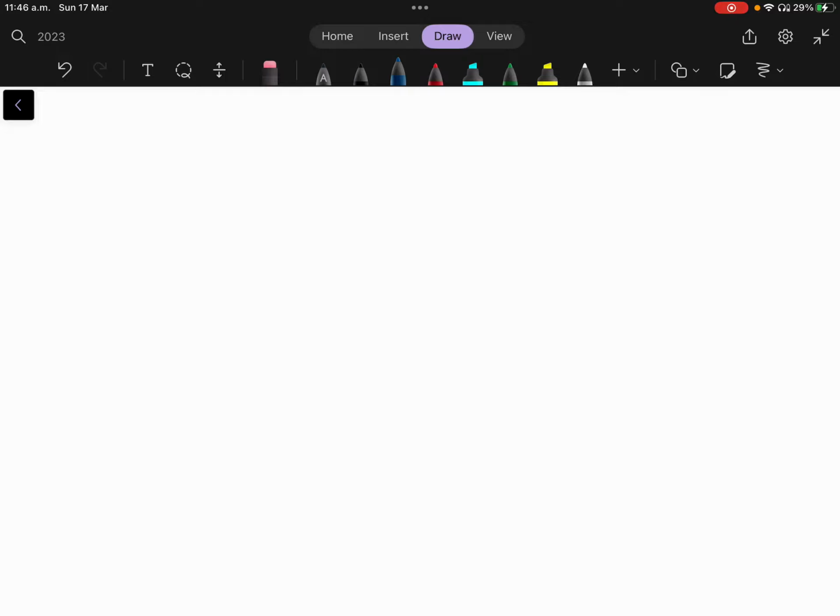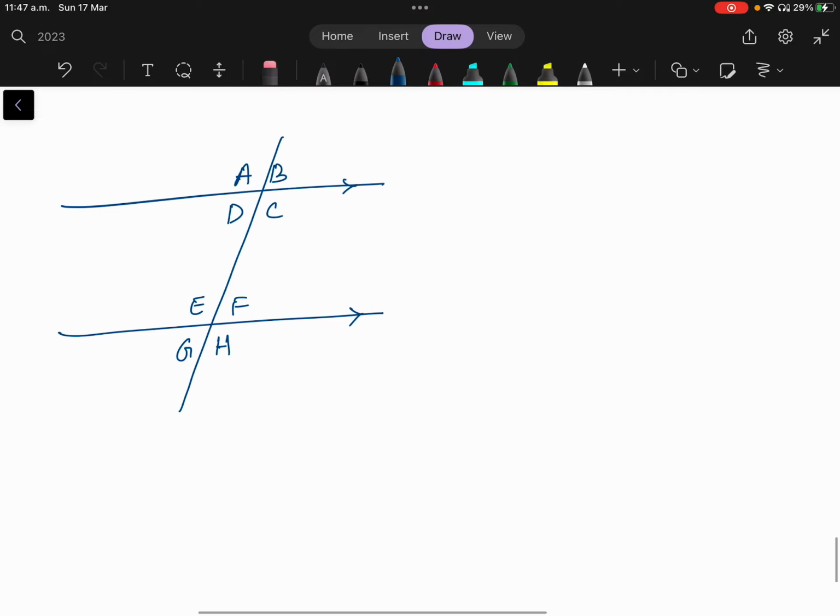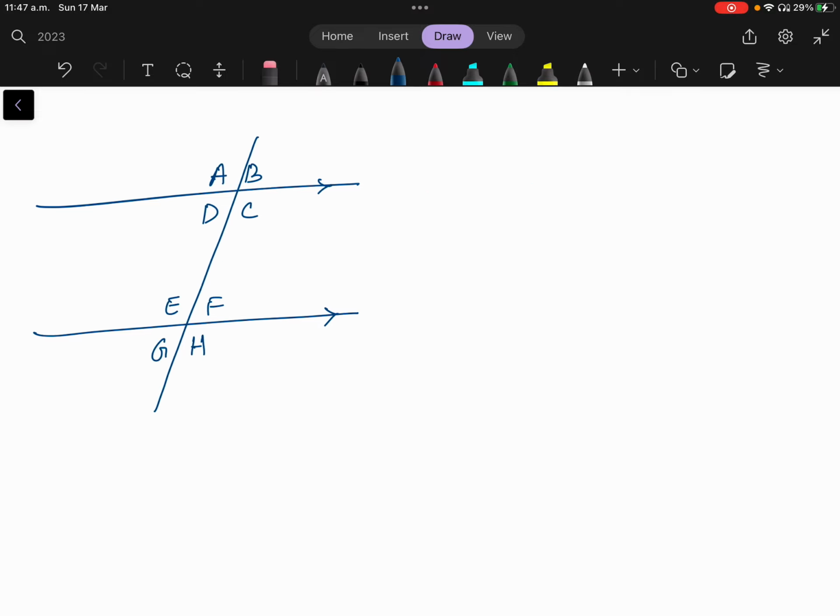Okay, now let's do some problems on this. Suppose you have two parallel lines. I'm writing A, B, C, D, E, F, G, H. Now your task is to write down which are the corresponding angles, then alternate angles, and interior angles.